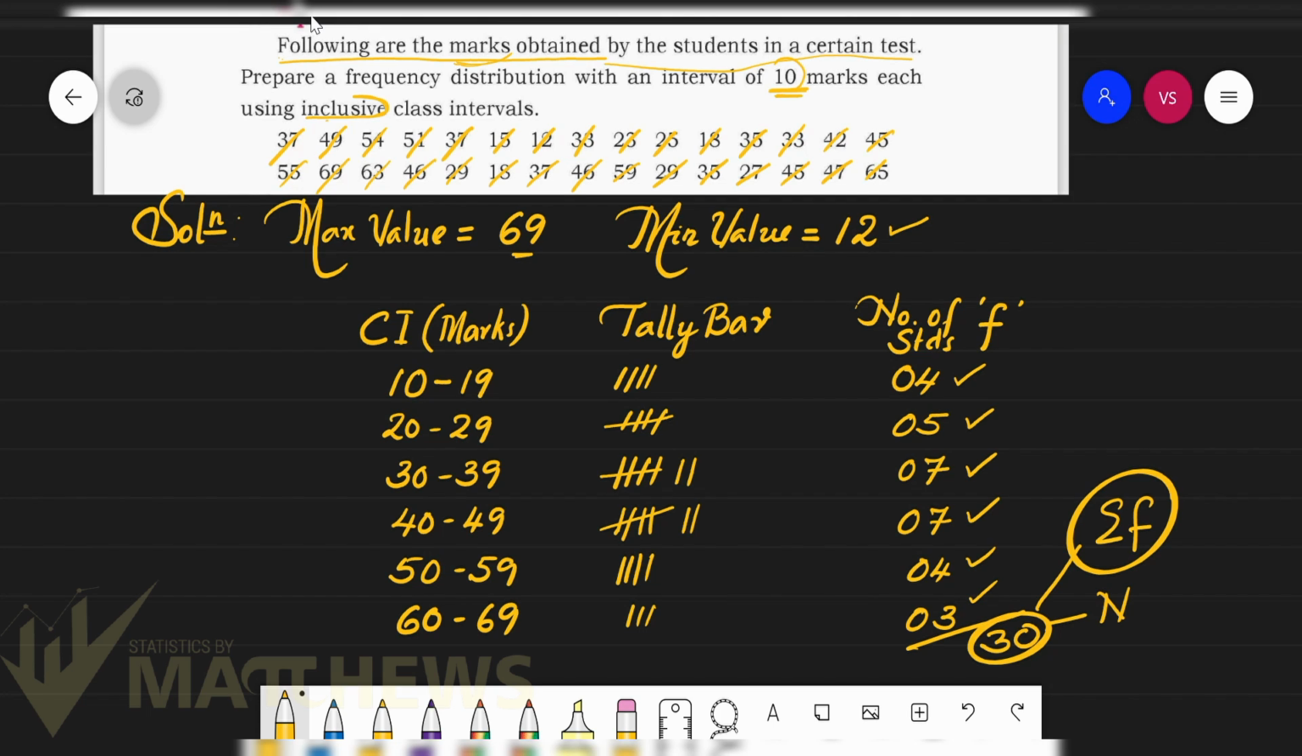But for us, these frequencies, that is 4, 5, 7, 7, 4, 3, should tally with the data, the number of times the values are repeated. This is important, students. So I hope you have followed this problem, students.